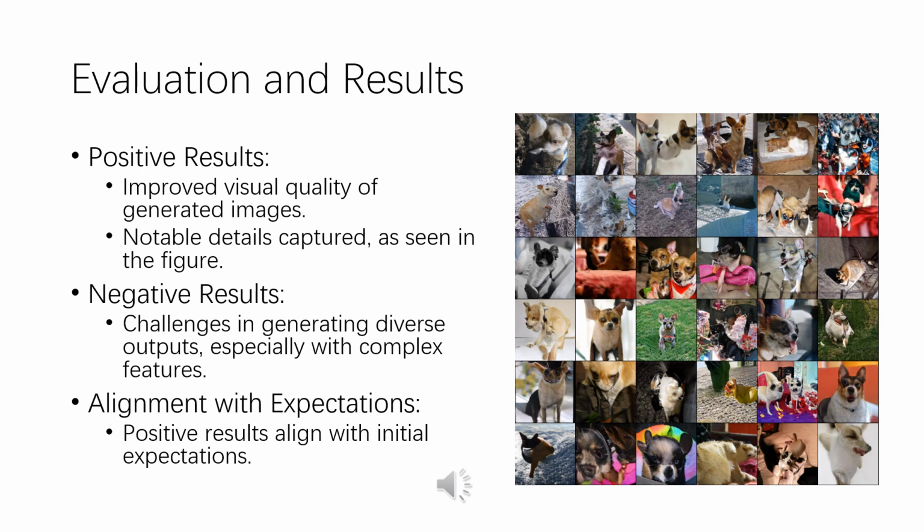Let's move on to the results and what they mean. The positive results include improved visual quality of generated images using SAGAN. You can refer to the example image on the right. This is the image where I used the SAGAN with the hyper generator and discriminator I modified. As you can see, the image is quite clear in capturing details. For the negative results, SAGAN cannot generate diverse outputs, especially with complex features, but overall the results meet my expectations.